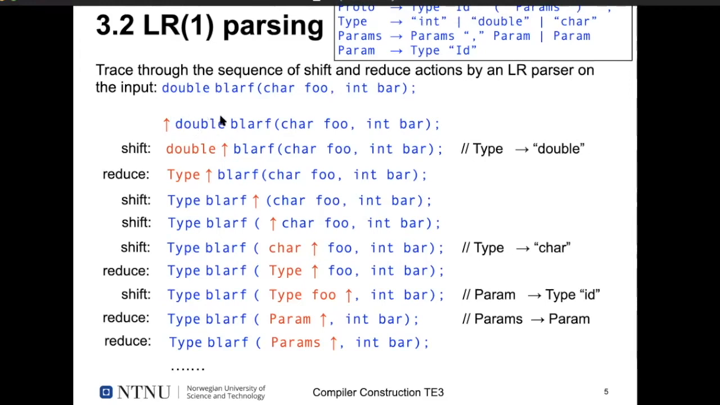So first we have to do a shift to get our very first token in. So this is double. Double is a type, obviously, so we can resolve this using that rule here. So after we read double, after we shifted this in, we can already reduce this to type on our stack, and then we can continue that way. Now, what this should show you is doing this by hand is very tedious and takes a lot of time.